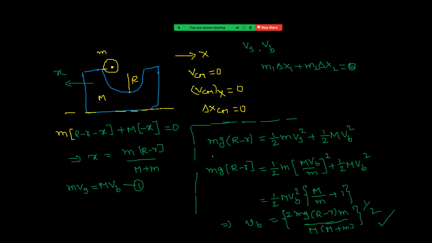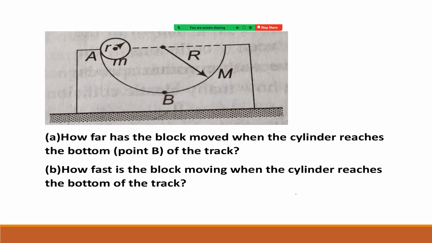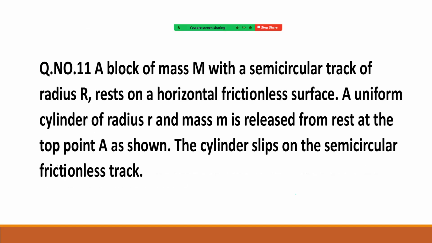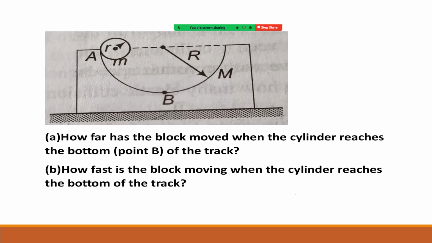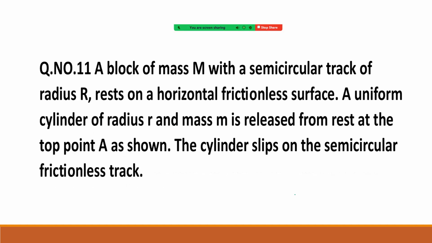Here we have taken one along the x-axis where we can write the momentum equation. Their velocities are only along the horizontal, so for the cylinder, velocity is only along the horizontal at the bottom. Getting it? Momentum equation and energy equation. So two unknowns and two equations, and the rest is just calculating. This is also a previous IIT question.